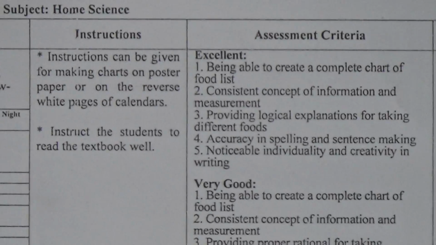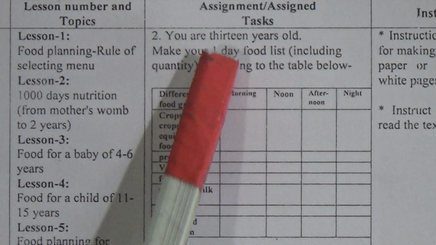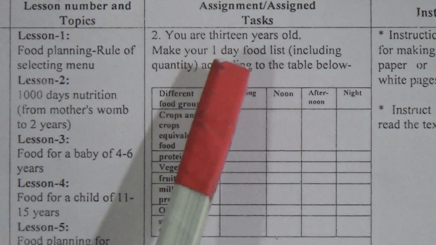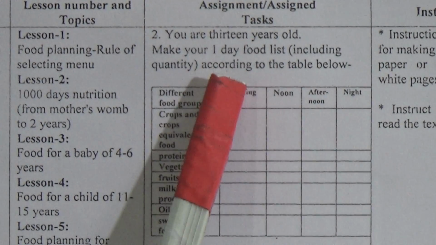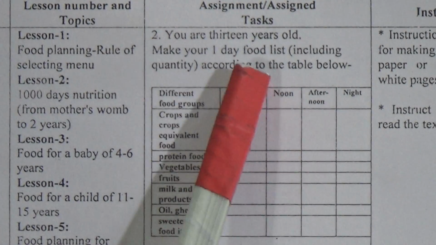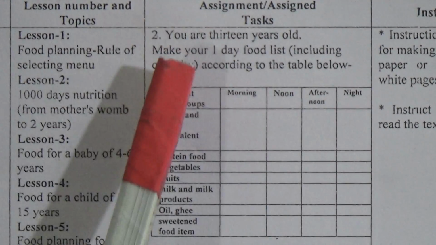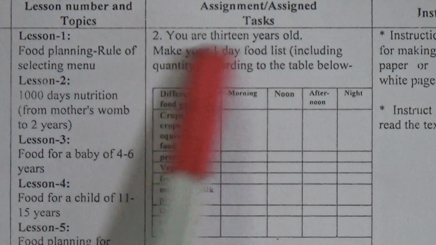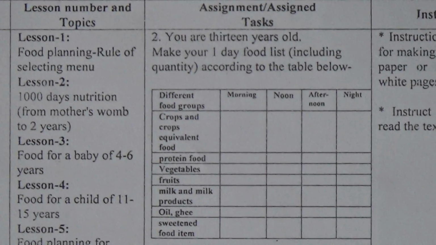Now students, come to the main discussion. So here you can see the chart, and you have to think that you are a child of 13 years old. You have to make a list of your daily food that you used to take in one day, and also you have to add the quantity that you used to take. So look at this chart. Also you can take help from your book.